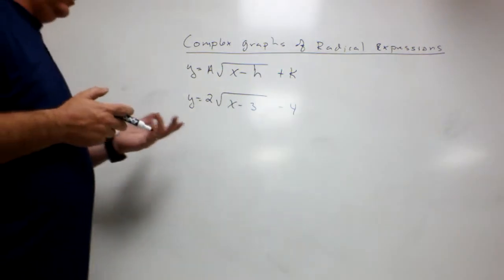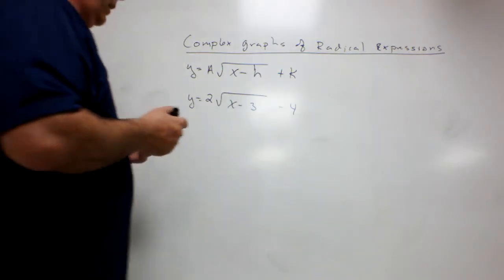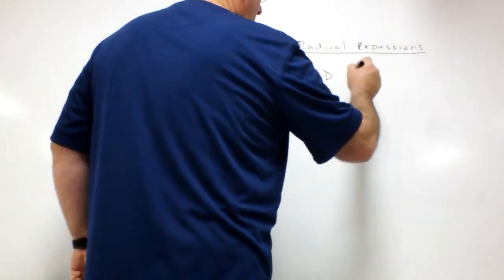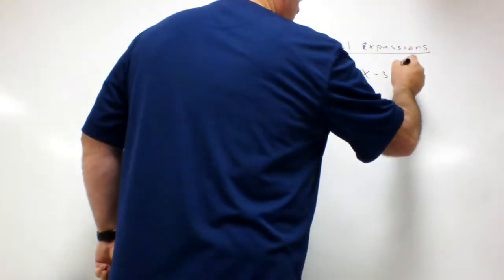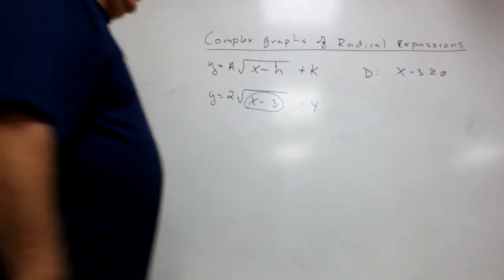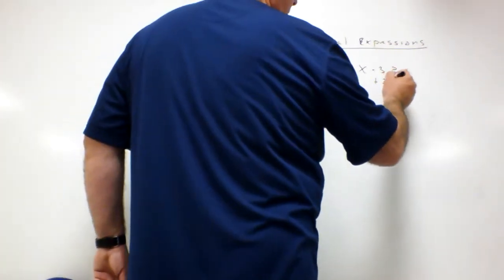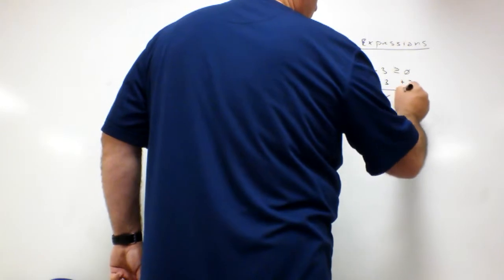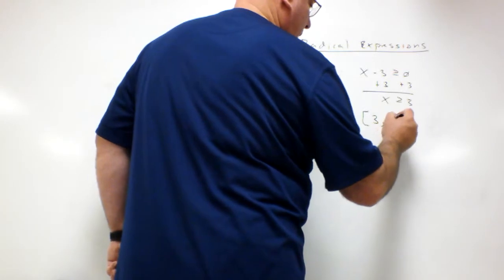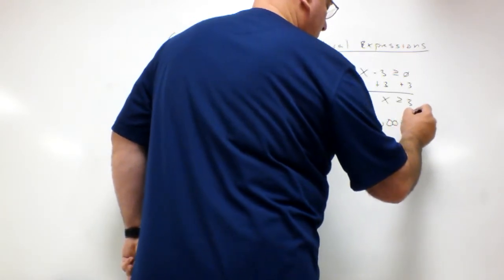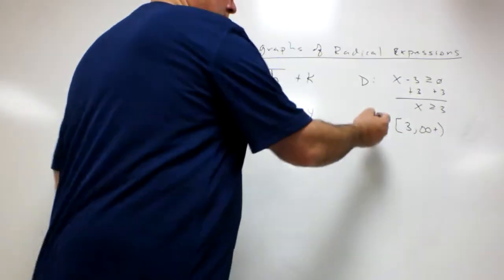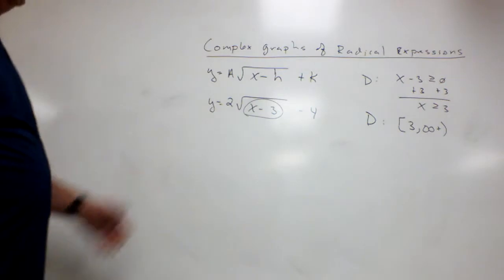The first thing you want to do is you want to define your domain. The domain is defined by taking the x minus 3 and making it greater than or equal to 0. And to solve this, you add 3 to both sides, and you get x is greater than or equal to 3. So we define our domain as all of the values on the interval from 3 to positive infinity. So this is the domain for this function.